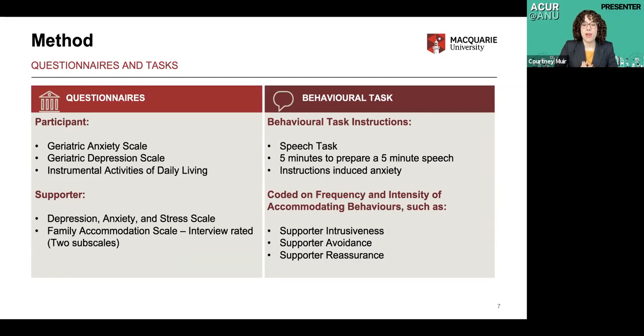And taking from previous research, we coded a few behaviours. We looked at the frequency and intensity of supporter intrusiveness, so how much a supporter took over the task or told the participant what to do. Supporter avoidance, which was how much the supporter helped them avoid or encouraged them to avoid, saying, oh, don't do this, you can just take a break or something like that. And then supporter reassurance, so how much they might have said, oh, you're doing really well, keep going.